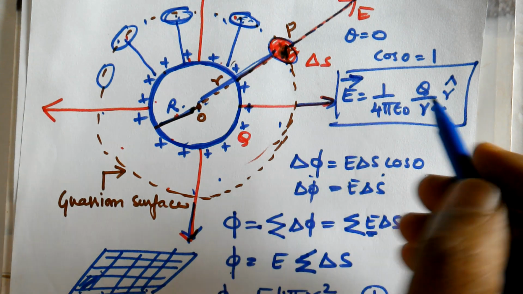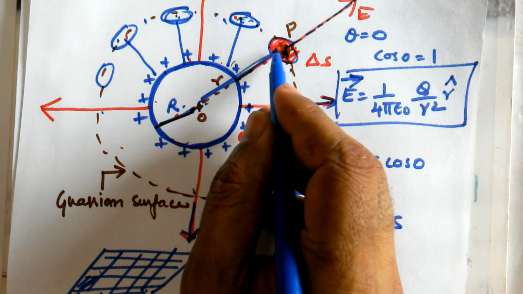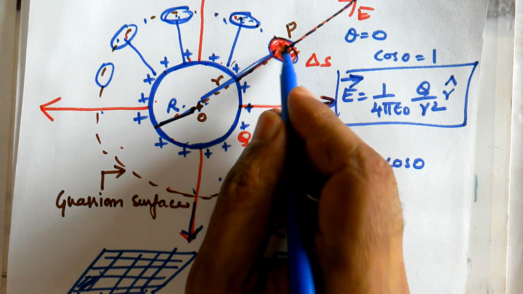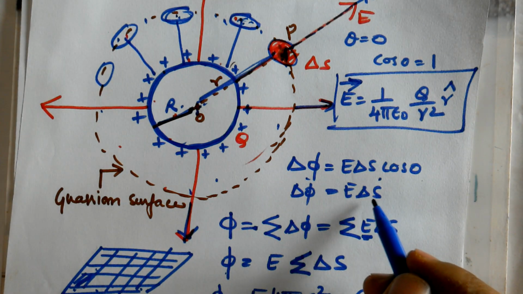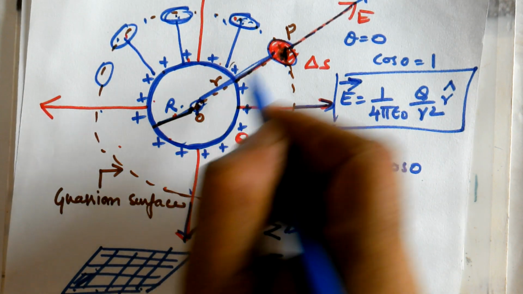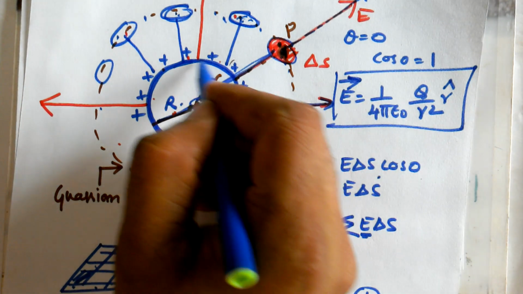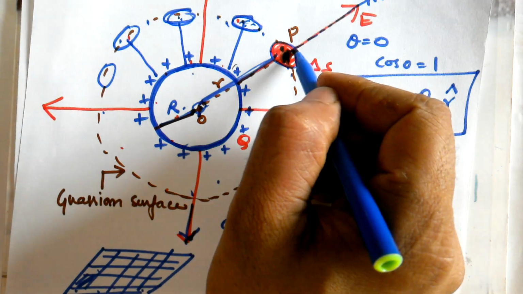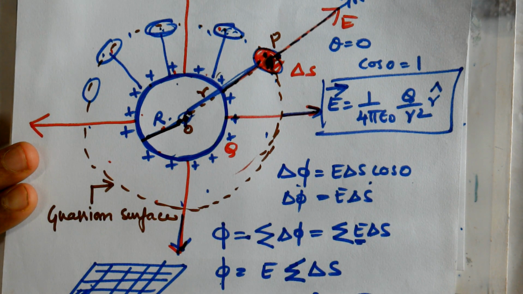That means if the charges are distributed over a spherical conductor, the electric field at any point outside is the same as if these charges were concentrated at a single point. If all these charges were concentrated here, whatever electric field we would have got here is the same as when the charges are distributed, and the same electric field is obtained here also. So, a very important derivation using Gauss law.